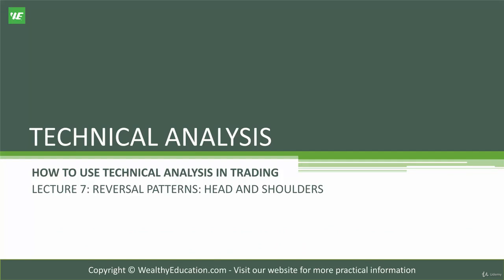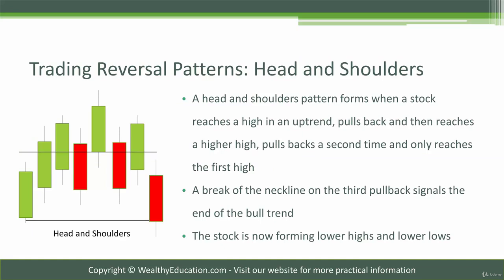Today we'll be talking about reversal patterns, and specifically the head and shoulders pattern. So let's take a look at what a head and shoulders pattern is. In a head and shoulders pattern, a stock is in an uptrend, it reaches a high, pulls back, and then reaches a subsequent higher high. And at this point, the uptrend is intact as we're making higher highs and higher lows.